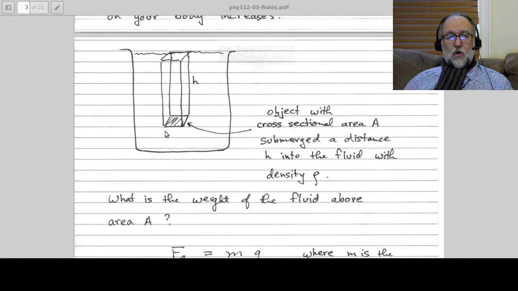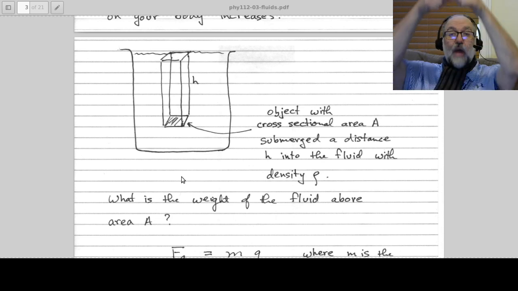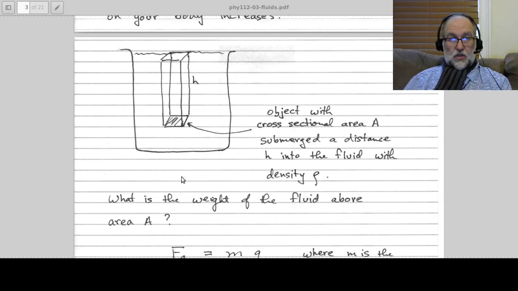And then you see these lines that I have going up. Those lines are supposed to say, that's all the fluid which is directly above that cross-sectional area. Okay, so the lines aren't there in reality, they're construction lines, but just imagine all of the fluid that's above you, okay? And that fluid that's above the object has a weight associated with it. And because this is in a gravitational field, that weight is pushing down on that object, and that's what's causing the pressure on the object.